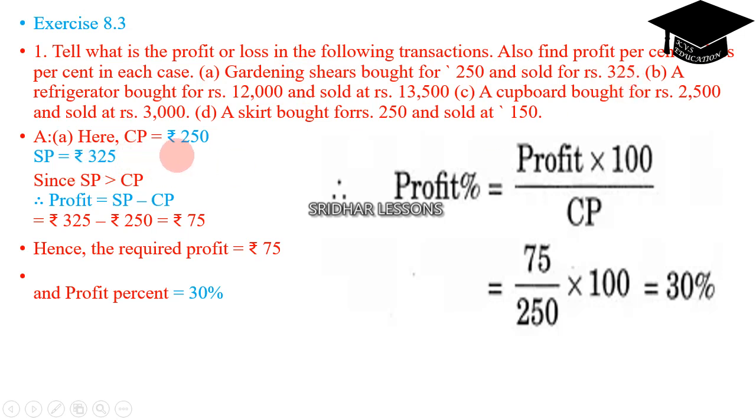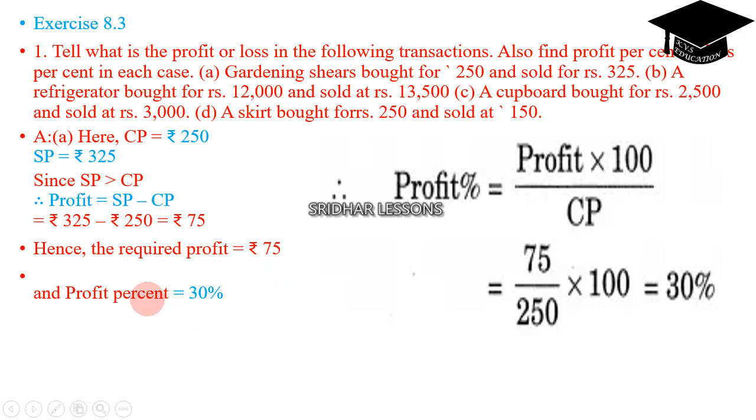Here the cost price is 250 rupees and the selling price is 325 rupees. Since selling price is greater than cost price, therefore we have earned profit. That means selling price minus cost price is equal to 325 minus 250, which is equal to 75 rupees. This is the profit we have earned. Hence the required profit is 75 rupees and the profit percentage is 30%.